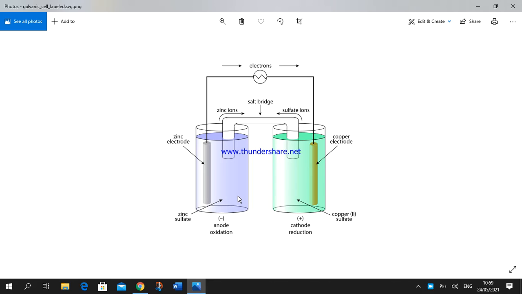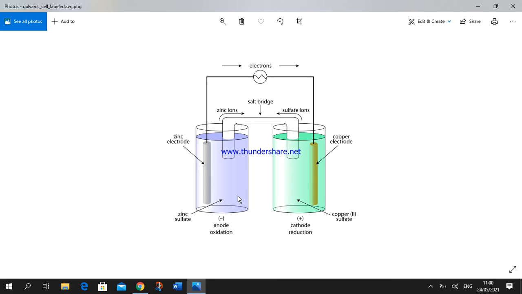And we use these cells in our daily life, because a battery, which is used to operate many devices in our daily life, is an example of a galvanic or voltaic cell, where the chemicals inside batteries react together by oxidation reduction to produce electricity to operate cell phones, torchlights, and other different equipment.